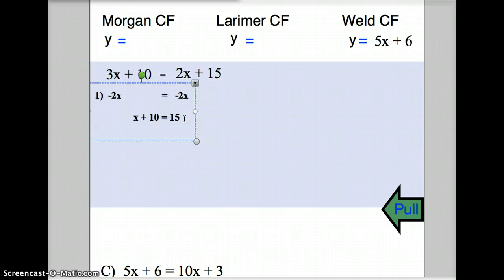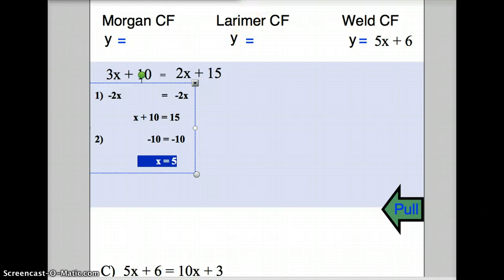Which brings me now to step 2. I want to get x by itself, so right now I'm adding 10 to x. I'm going to do the inverse of that, or subtract 10. Whatever I do to one side, I must do to both. So I'm left with x on this side equals 5 on this side. There we go. So x equals 5.